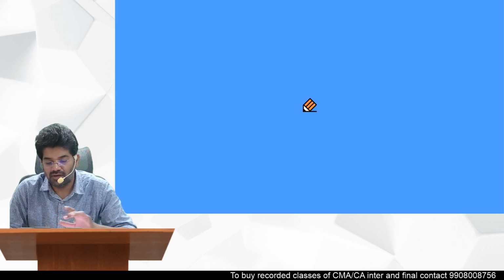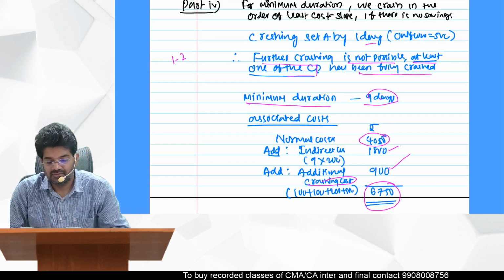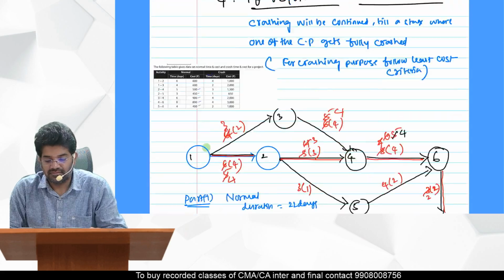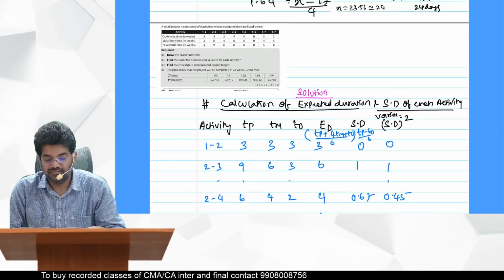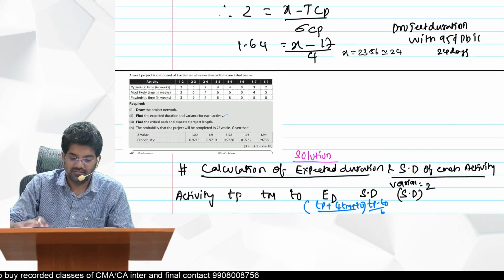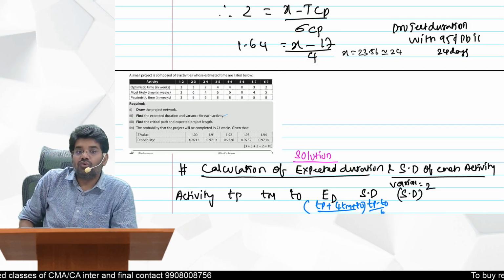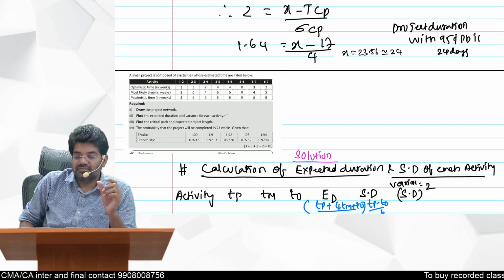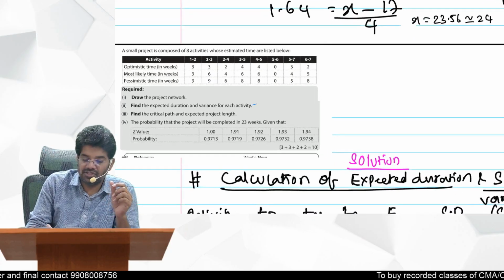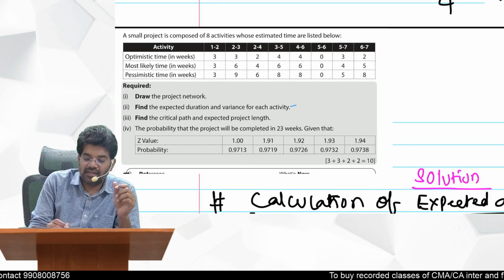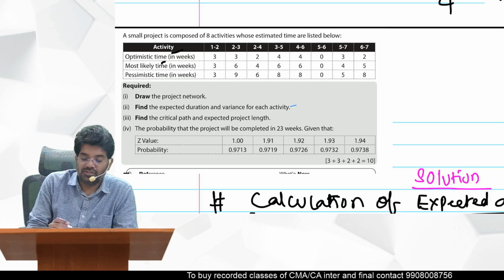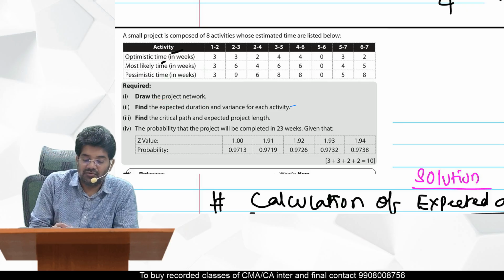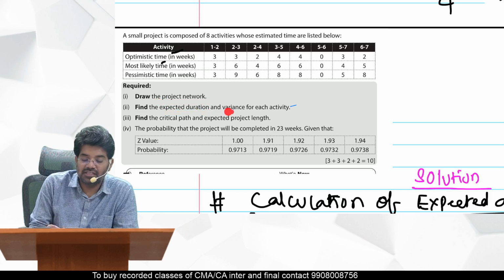Now, coming back to our questions. I was showing you how to interpret the Z value. Now this is a past examination question. For each activity they have given the optimistic time in weeks, the most likely time, and the pessimistic time. First you should draw the project network, then find the expected duration and variance for each activity.